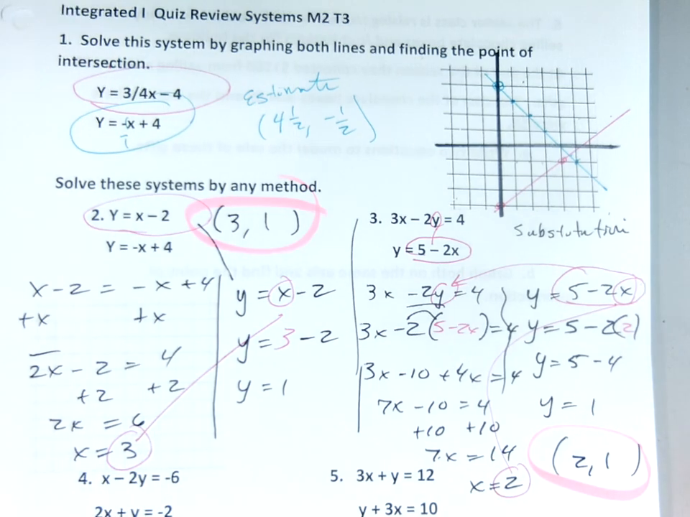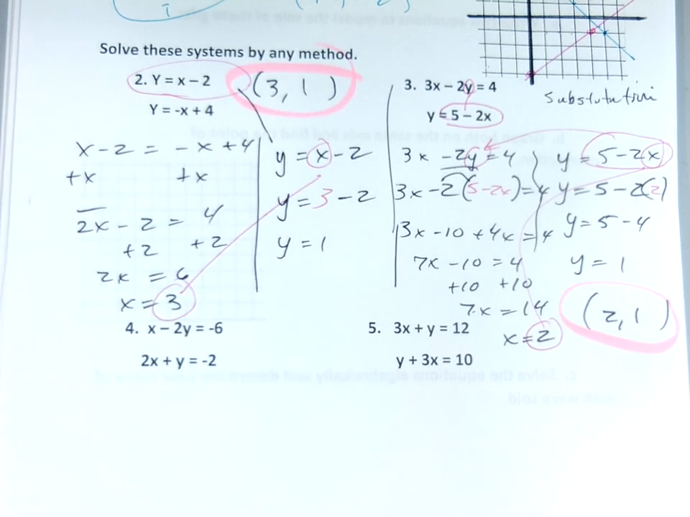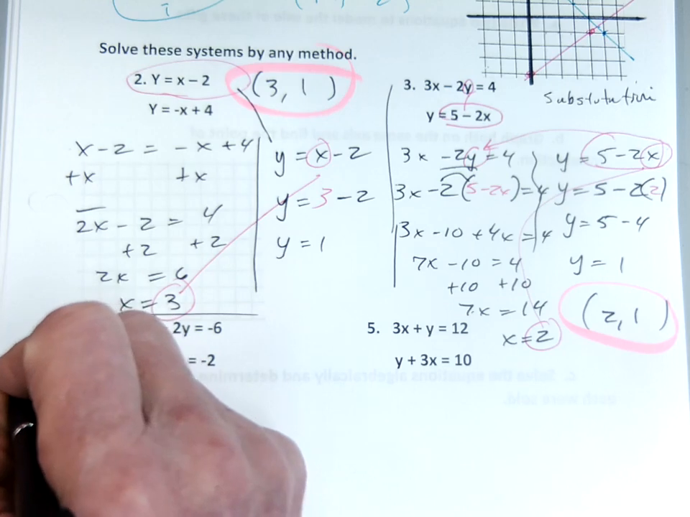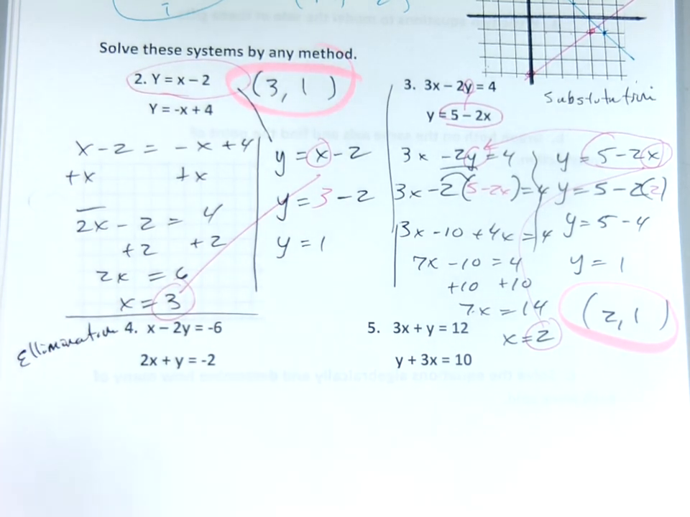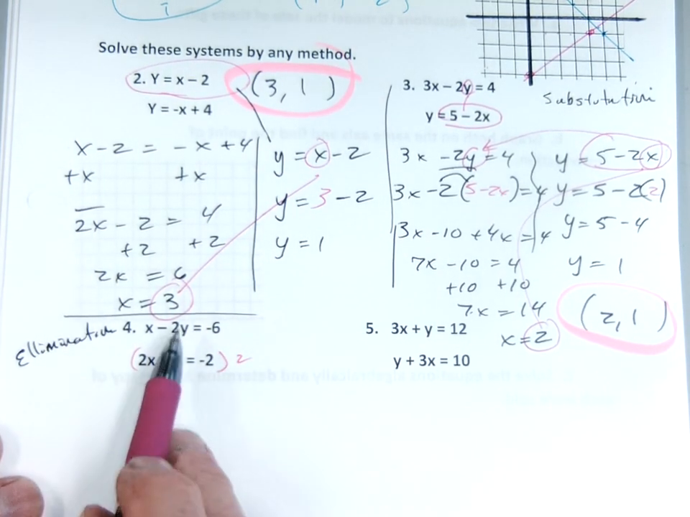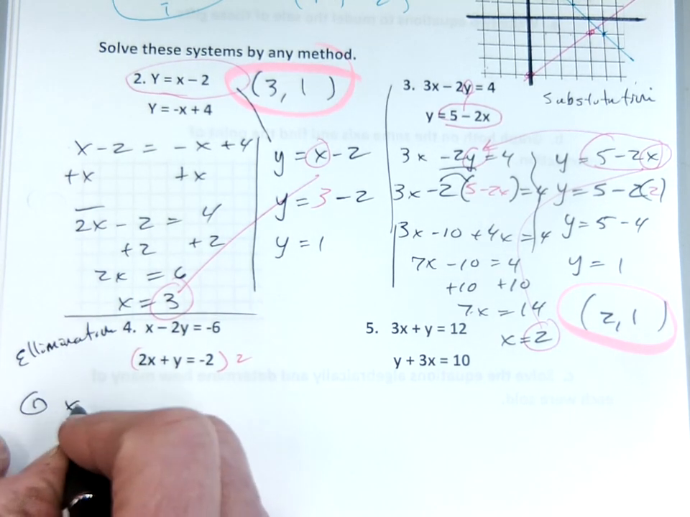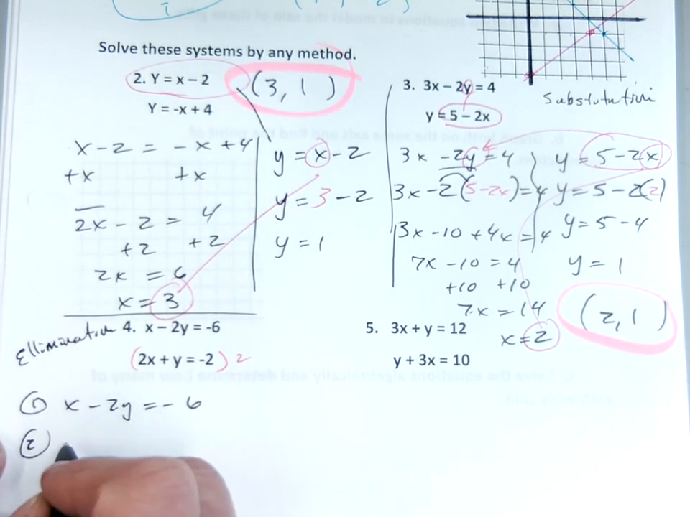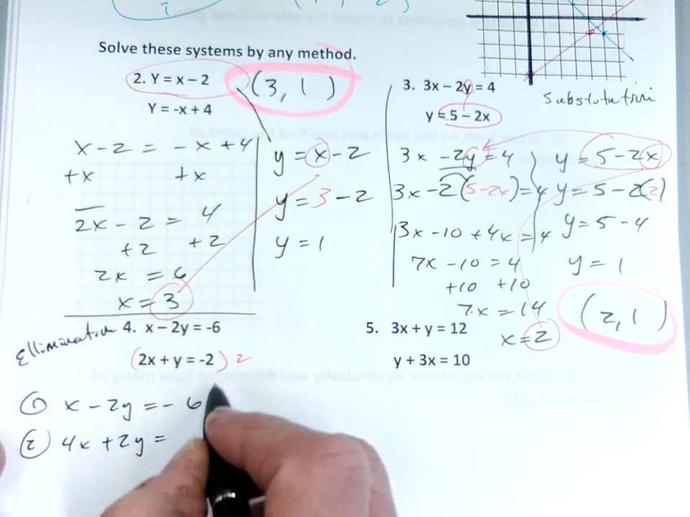On number 4, if I look at number 4, well, they're lined up, and I'm going to do it by elimination. To eliminate, I think I'll probably multiply the second equation by 2. So I get a 2y. Let me rewrite equation 1. Equation 1 is x minus 2y equals negative 6. And equation 2 now is 4x plus 2y equals negative 4.